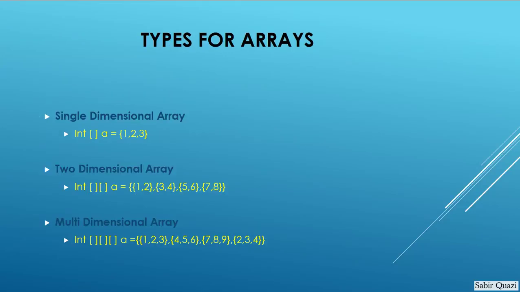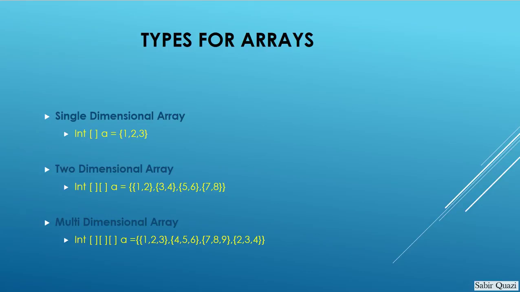So we have seen so many concepts about arrays: what arrays are, why we need arrays, and how an array stores values. Now let's see the types of arrays. Arrays have a size, like single-dimensional arrays, two-dimensional arrays, and multi-dimensional arrays.